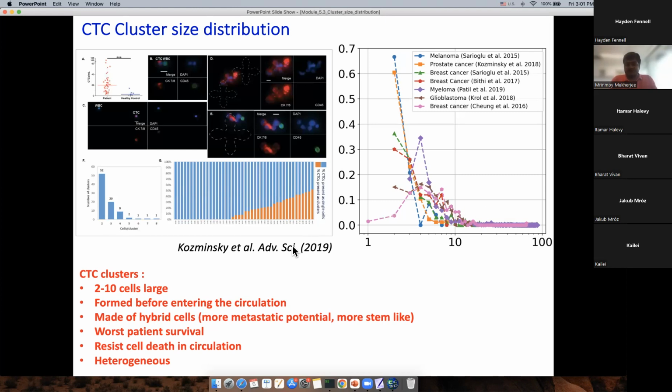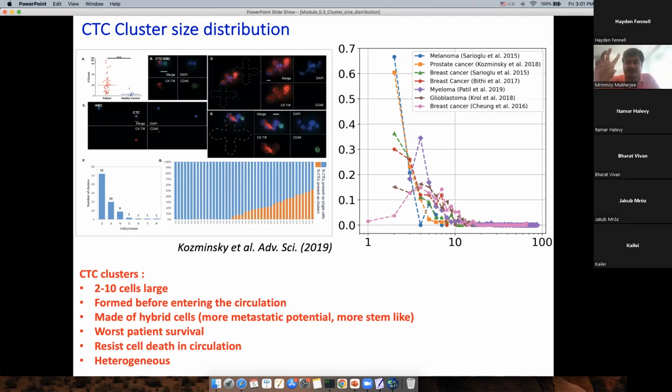So what are the properties of the CTC clusters? They generally are 2 to 10 cells large, but in many papers people have found, in breast cancer, from their blood, clusters of very large size, almost up to 100 cells. So they form before entering the circulation.